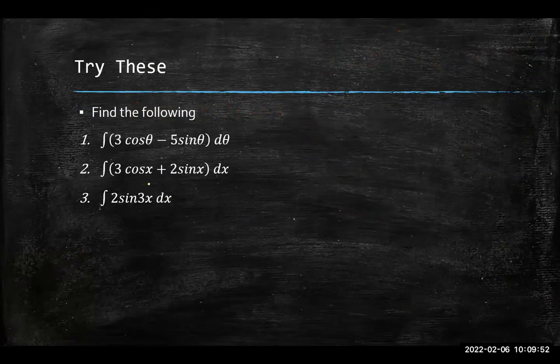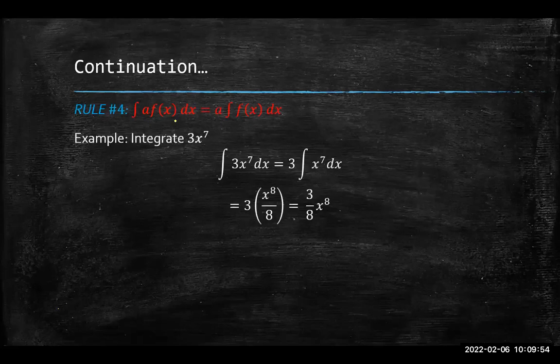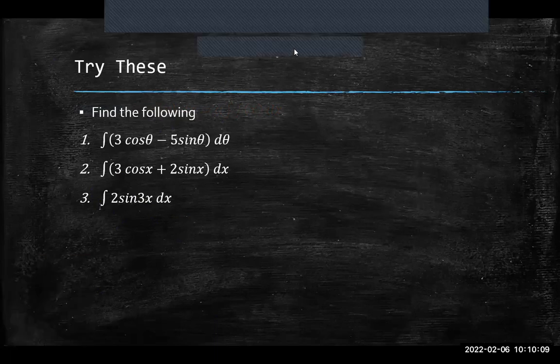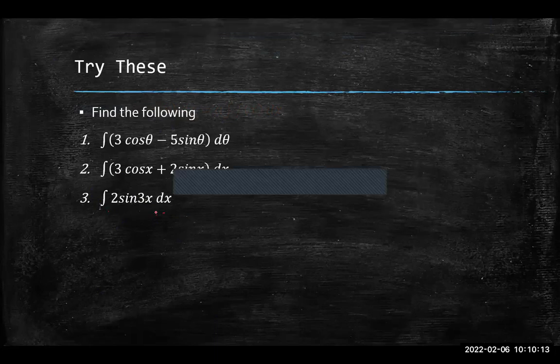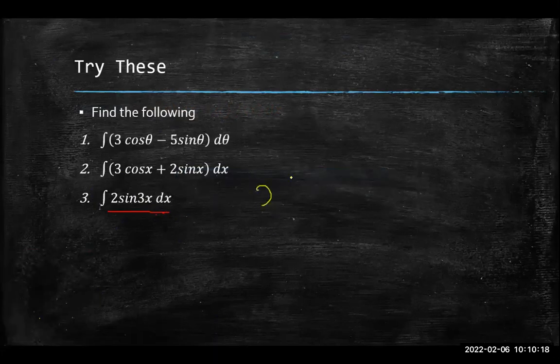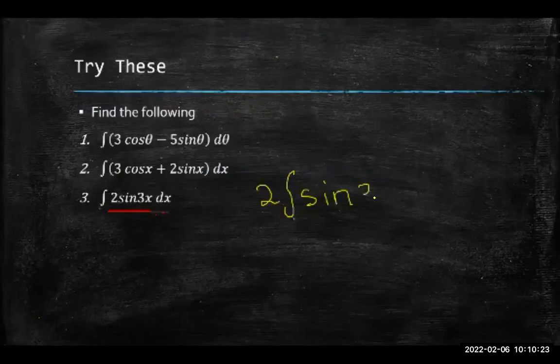So this is what we're doing. We're applying the rule that we saw just now. So this is the rule we're applying here, right? That's what we're practicing. Let's start with this one. Number 3. So according to my rule just now, this right here is the same as saying 2 multiplied by whatever the integral is of sine 3x with respect to x.